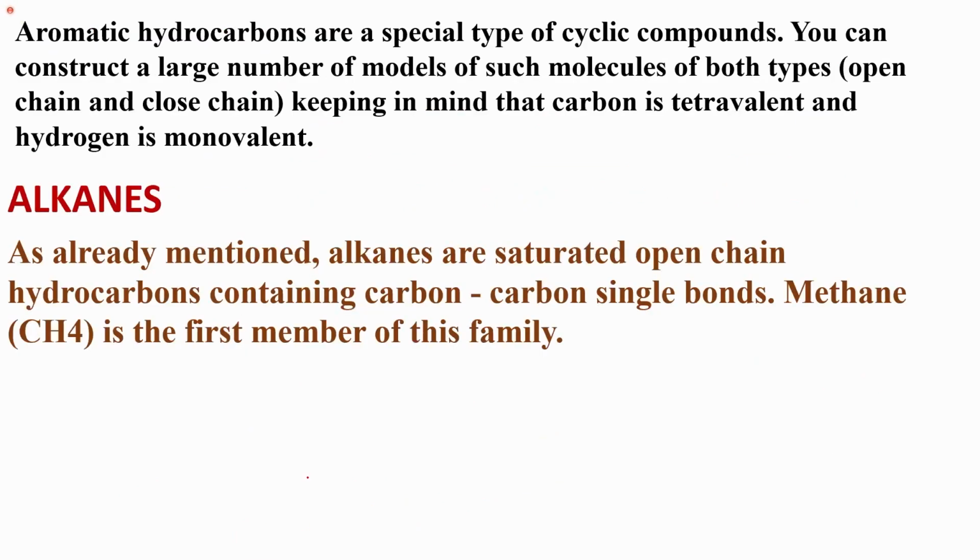Now, aromatic hydrocarbons are a special type of cyclic compound. Aromatic hydrocarbons are special kinds of hydrocarbons, right? Aromatic hydrocarbons are special types of cyclic compounds. So you can construct a large number of molecules of both types, open chain and closed chain, keeping in mind that carbon is tetravalent and hydrogen is monovalent. Okay, alkanes.